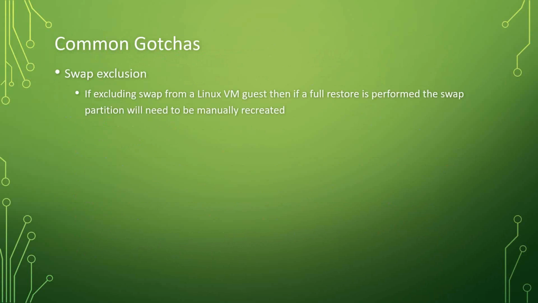So some common gotchas. Some products will actually allow you to skip the swap files, which on Windows is fine. I'm referring to the guest OS swap file, not your VM swap file. So your swap file inside of Windows or your swap partition in Linux. Now, if you do exclude your swap files on a Linux virtual machine guest, if you do perform a full system recovery, that swap partition will actually not be recreated. So when it goes to boot up from a full Linux VM recovery, you will need to go back and recreate the swap partition so that the machine runs properly.